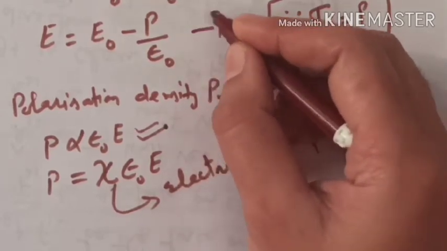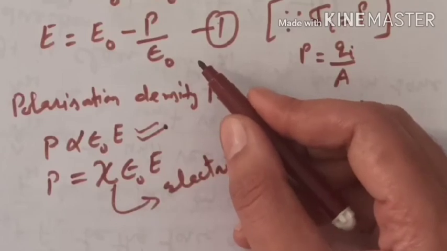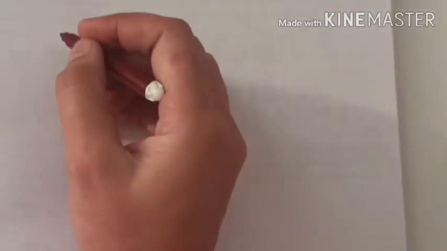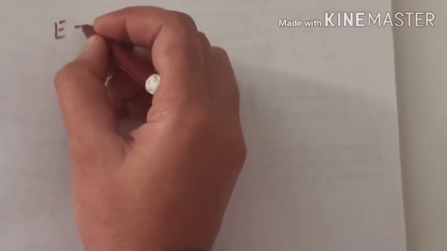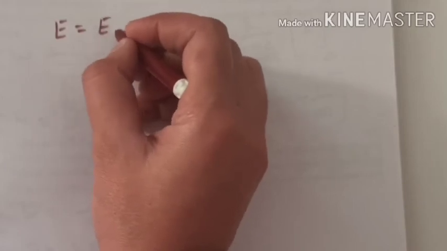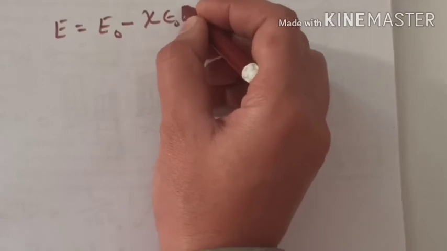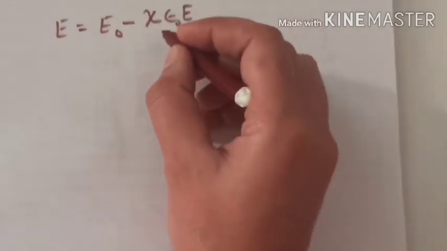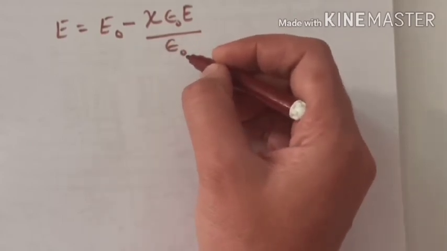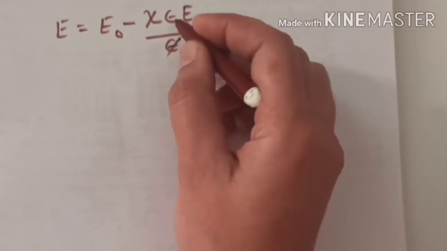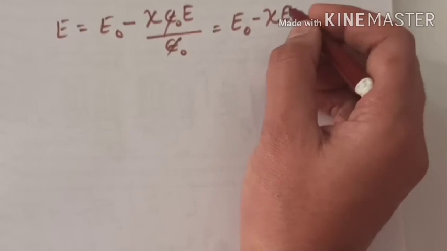So say that this is equation number 1. So put the value of P in equation number 1. We get, so E is the reduced value of electric field. This is equal to E naught minus the value of P, chi epsilon naught E, over epsilon naught. So epsilon naught cancels. We are left only with E naught minus chi E.